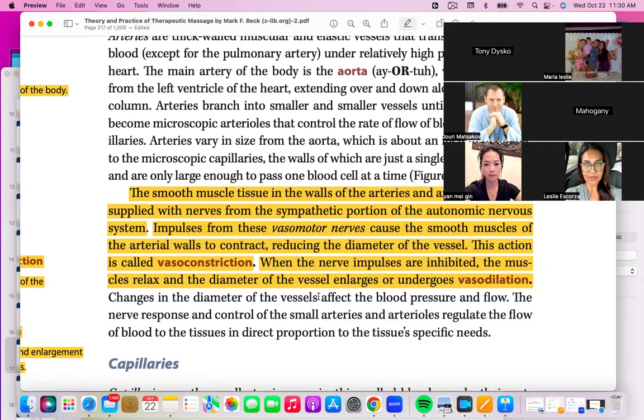Now, when the nerve impulse is sent as an inhibitor, the muscle relaxes and the diameter gets larger. It dilates. And that would be called vasodilation.